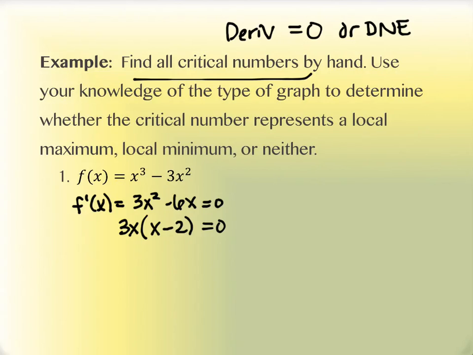So then what do I do? Set each of those equal to 0. Good. So what does x equal? 0, and 2. Okay, so far so good? Excellent. So, what are we going to do?